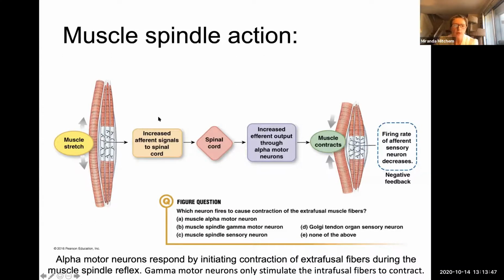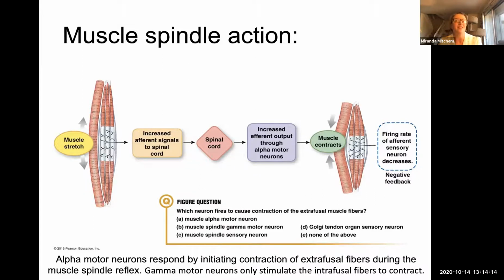So muscle spindle is an increased frequency into the spinal column, increased efferent pathway out, leading to contraction of the muscle. And then once we get back to the normal frequency of firing for the muscle spindles, then a negative feedback is sent to turn the response off. So these are the alpha motor neurons, associated with the muscle stretch, the muscle spindles.